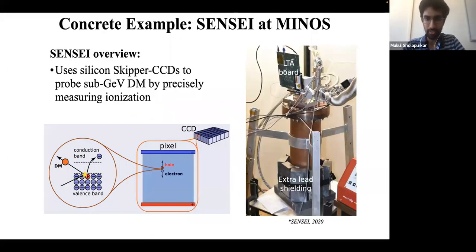So we take a concrete example at this point of the SENSEI experiment at MINOS Caverns at Fermilab, about 100 meters underground. This is an actual image of the SENSEI experiment. For those of you who may not be familiar, SENSEI is an experiment that uses silicon skipper CCDs to probe sub-GeV dark matter by a measurement of ionization or charge. If a dark matter particle, for example, comes in and excites an electron from the valence band to the conduction band, then SENSEI with its skipper CCD technology can measure even this single electron excitation in its detector.